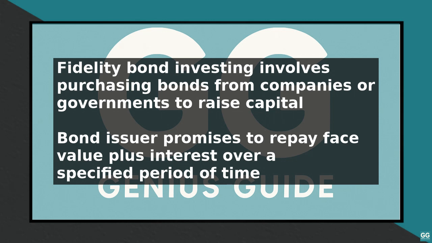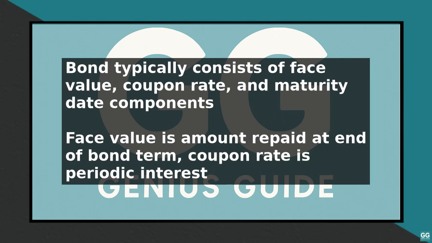A bond typically consists of three main components: the face value, the coupon rate, and the maturity date. The face value is the amount that the bond issuer promises to repay at the end of the bond's term. The coupon rate is the interest rate that the bond issuer pays to the bondholder periodically. And the maturity date is the date when the bond expires and the face value is repaid.